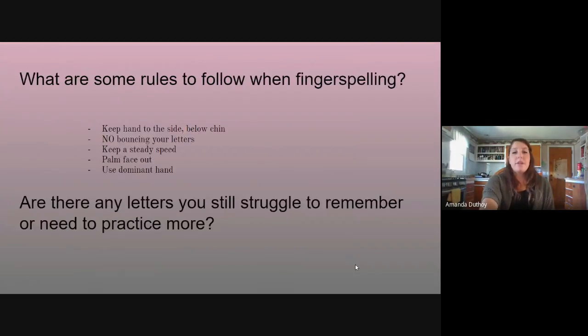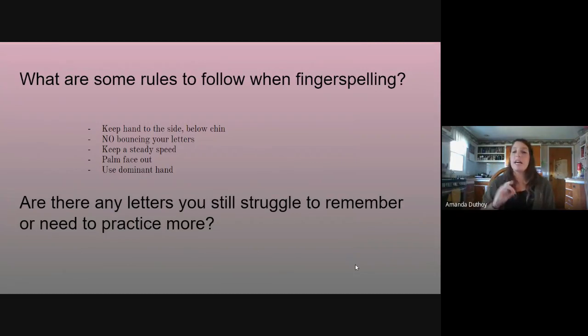What are some rules to follow when fingerspelling? Keep your hand to the side below your chin, right? You don't want to be over here or up here or down low. A little bit to the side below your chin, even if you're left-handed. Okay. No bouncing your letters. This is something that a lot of new people tend to do when you're first learning sign language. You know, I'm bouncing my letters. Just keep your hand still.